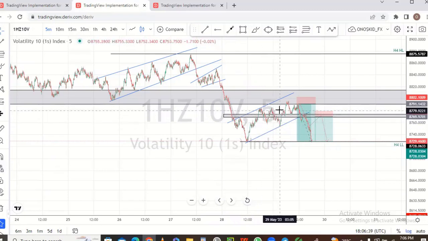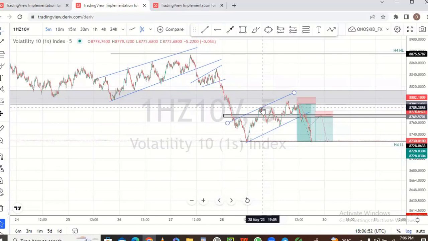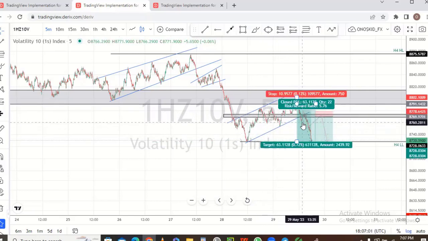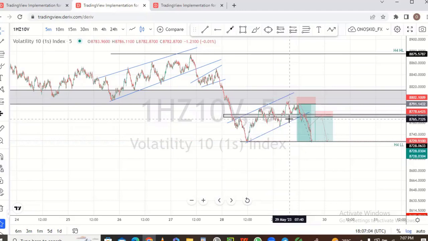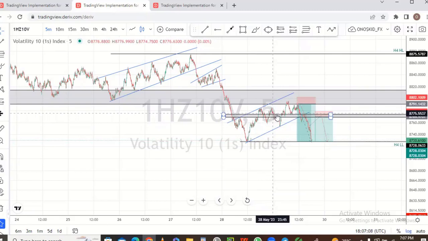So when I spotted this flag, I was able to identify those touches. Remember, I told you, please make sure you watch that video so that you can make reference. You can see how the market touched this point. We have this second touch, and also this is another touch. So we have two touches, and I know that the next time the market comes down, there is a higher chance of what? A breakout.